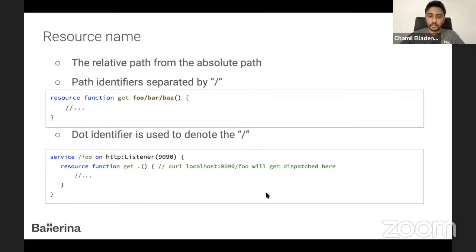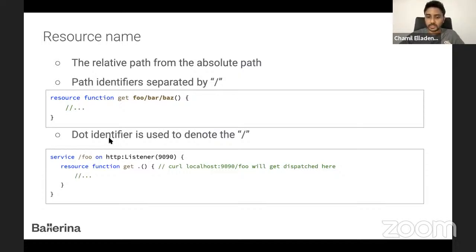It is a relative path from the absolute path. It will be used in the request dispatching as a resource path. So you can actually have multiple identifiers separated by /, as you can see in the sample. Since it's a relative path, it does not have a leading slash. And here, the dot identifier can be used to denote the current location.